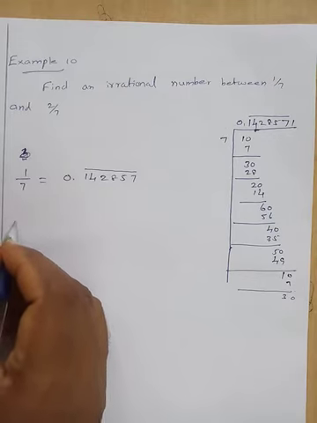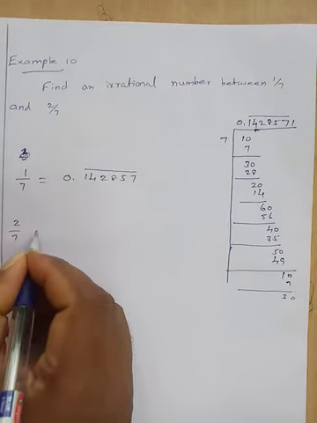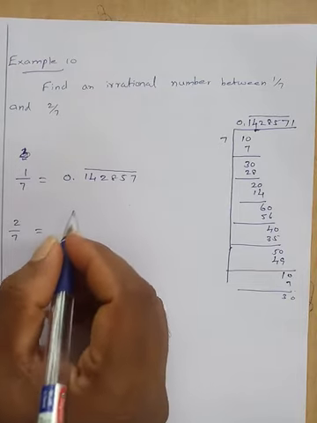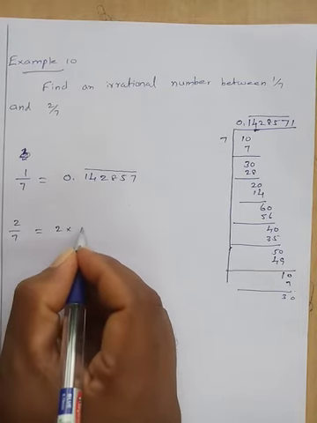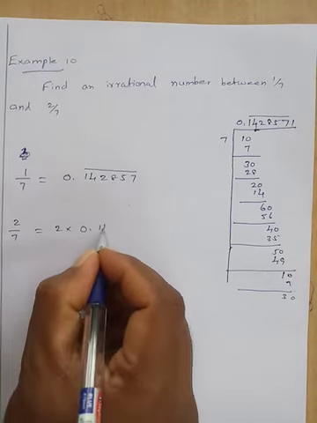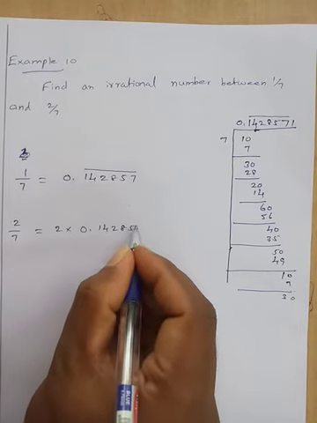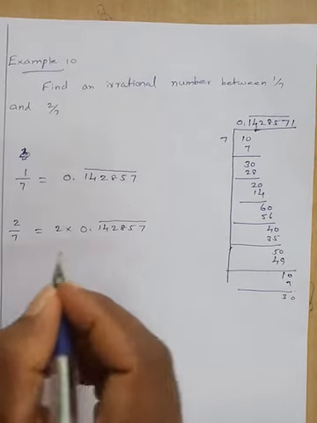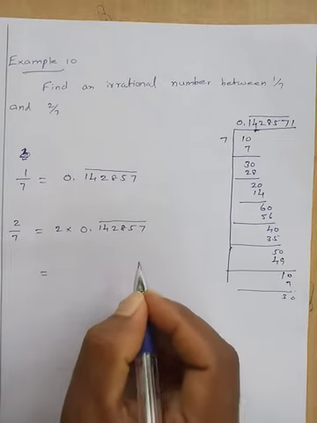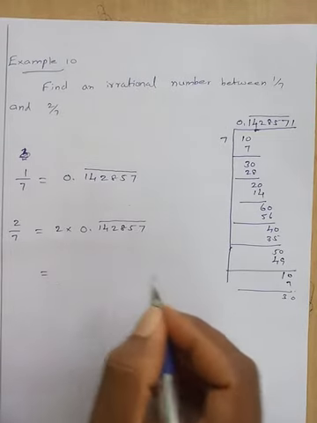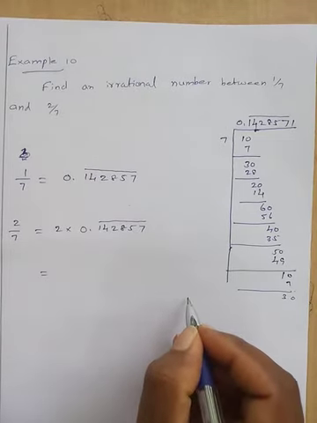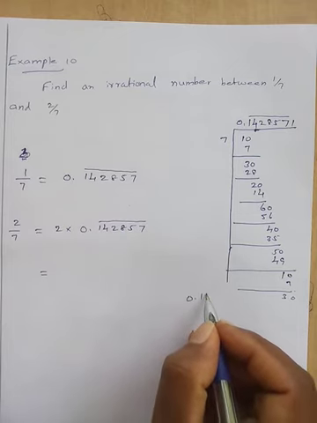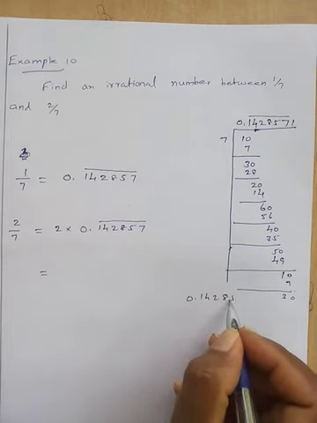So next one, 2 by 7. You can find 2 by 7 by multiplying the number 0.142857 by 2. The multiplication is done from right to left. So 0.142857.